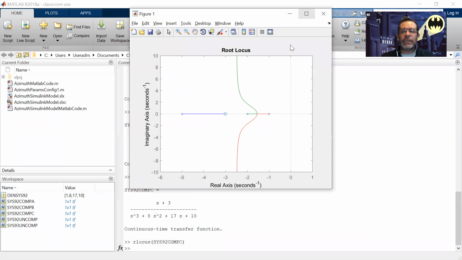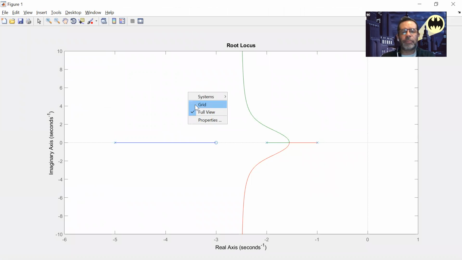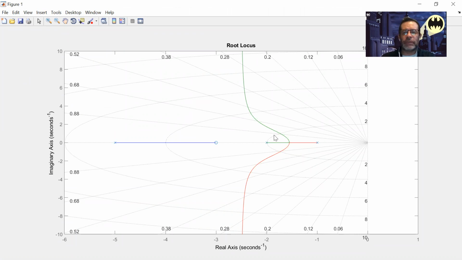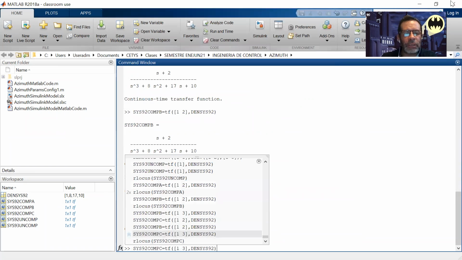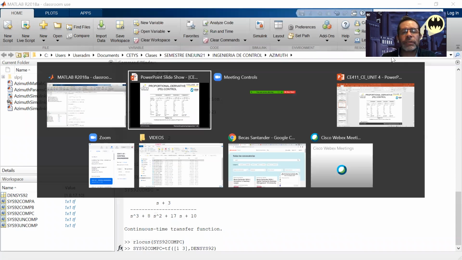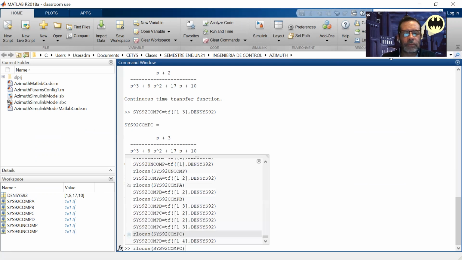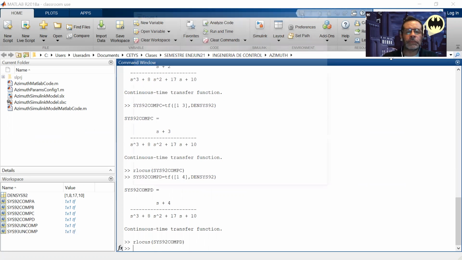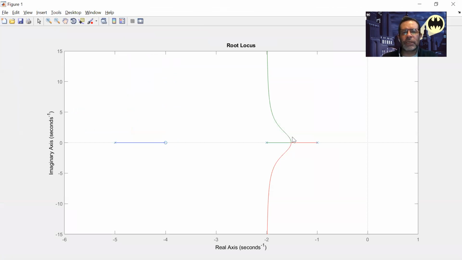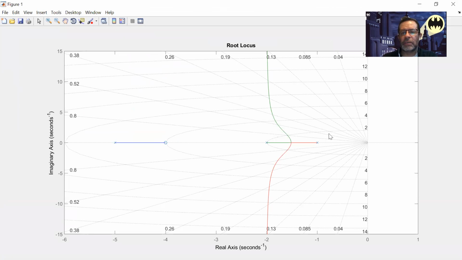The root locus of C has also moved the pole, but it hasn't moved it that drastically, if we don't want to affect other factors. And lastly, if we do the D compensation, which is S+4, it's very similar to the other one. It hasn't moved it that much, but it has changed the root locus.